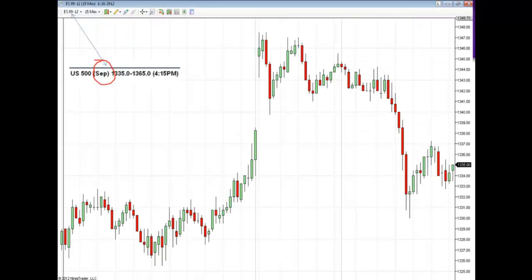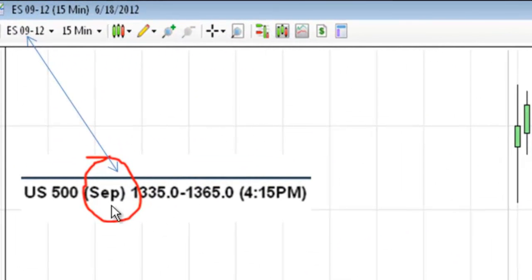Okay? So let's say you're looking at a chart of the S&P 500 E-mini futures. Then what you can notice is right here you want to make sure you have the right month. And in this chart on this platform, what you can see is ES0912, so September 2012, and that matches the month. And so you want to make sure you're always matching the correct month. And again, they always have the month in the platform, so it makes it real easy.